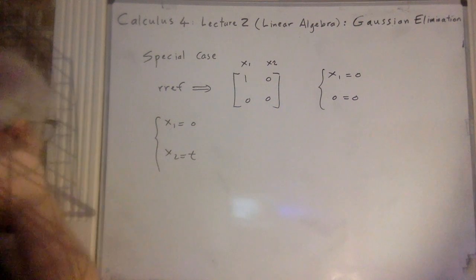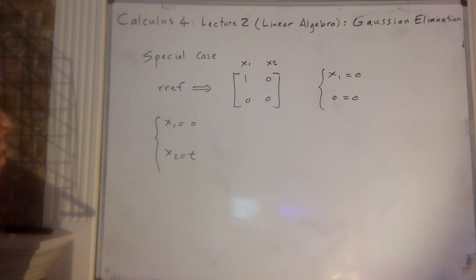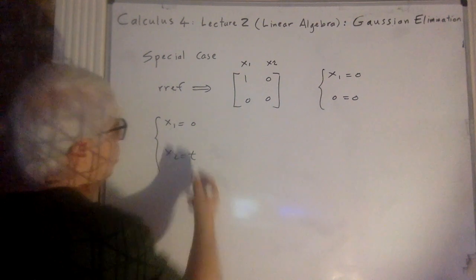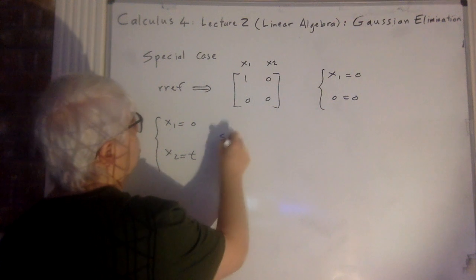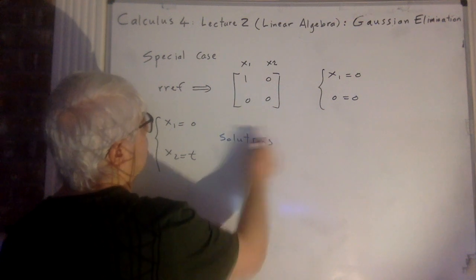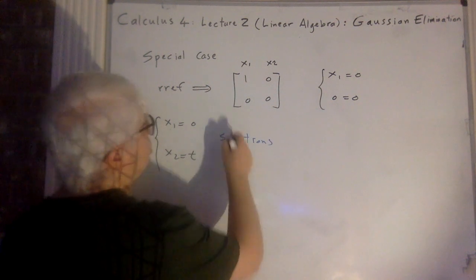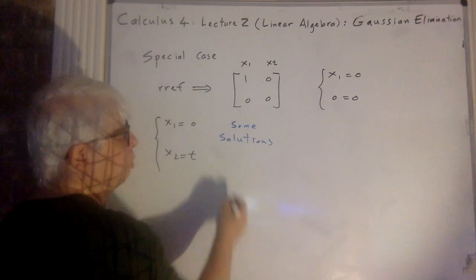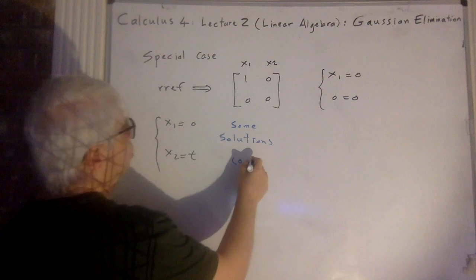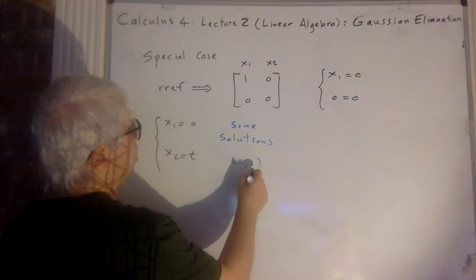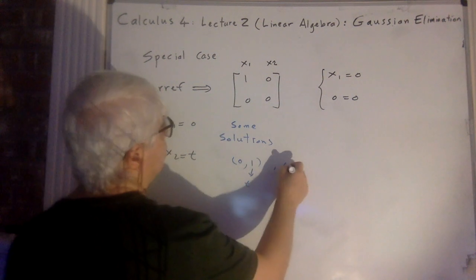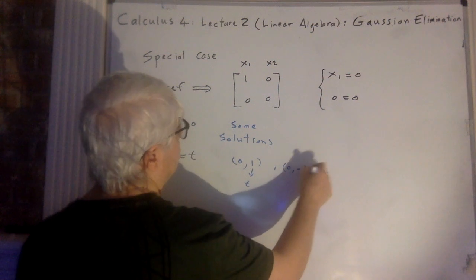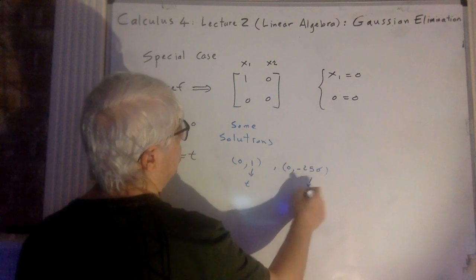So the solutions of this system of equations are like this. Let me just list some solutions. The first one is always 0, so that's 0, say 1. So this is the t. You can have 0 and negative 256. This is the t, and so on.